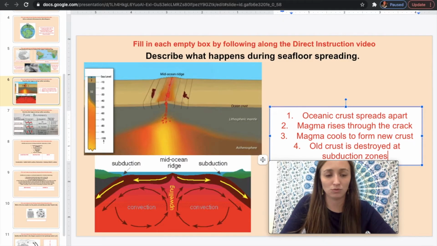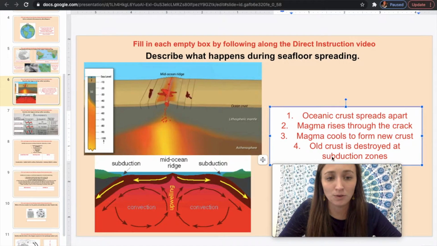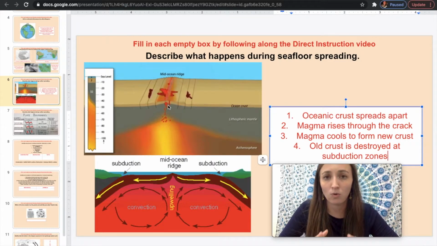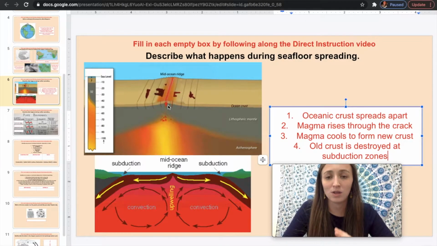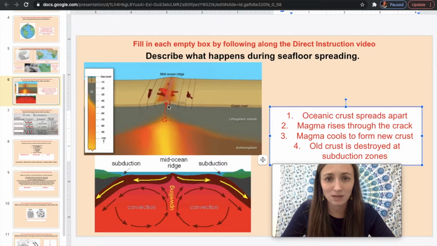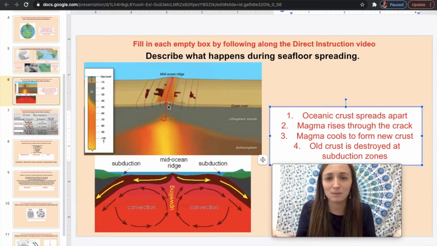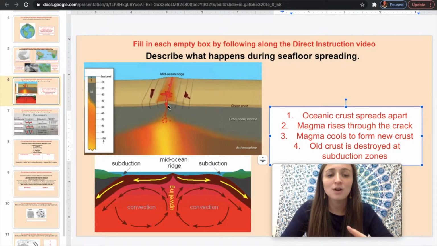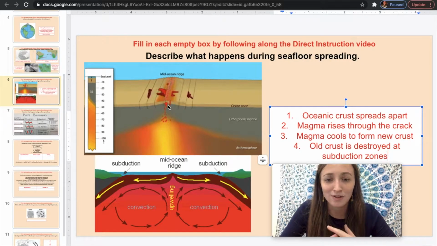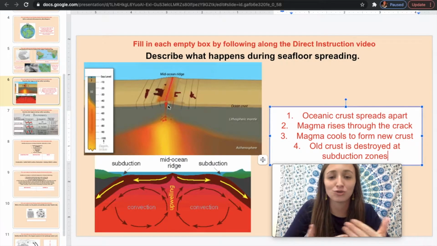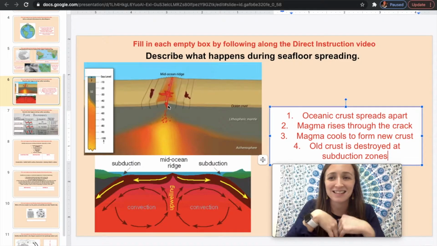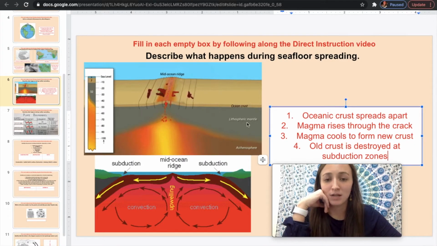subduction zones. Okay, hopefully I didn't lose you right there. So think about it. If we're constantly creating new crust, wouldn't the whole earth be covered with crust? There would be no ocean, right? Because we're constantly making new land. What the heck? So any old crust is going to actually be recycled or destroyed, put back into the inside of the earth at those subduction zones.